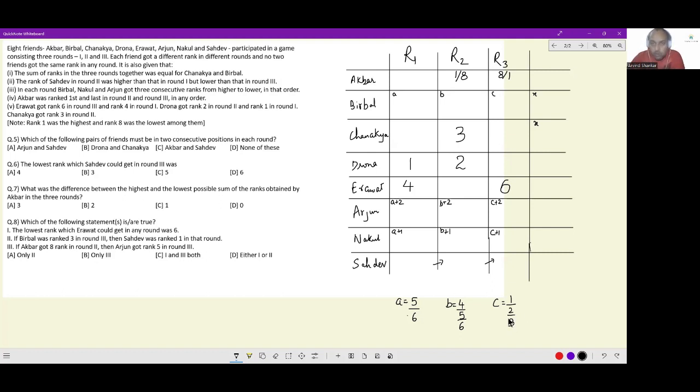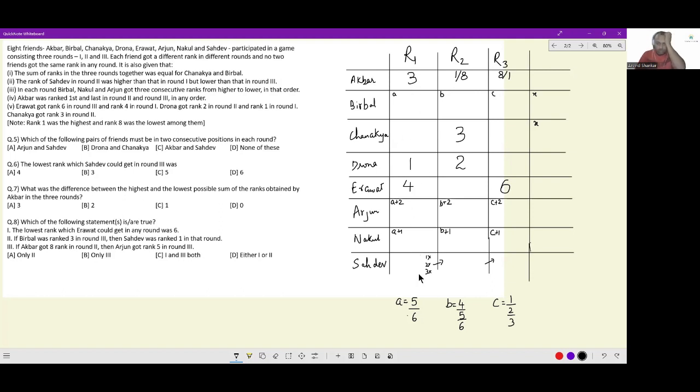Okay. Now, looking at round 1. Remember, Sehdev's rank has to improve in 2 consecutive rounds. So here, in round 1, he cannot have rank 1, cannot have rank 2, because 2 improving to something and then improving further, not possible. Can he have rank 3 in round 1? No, 3 is also not possible for Chanakya, which would mean in round 1, the only person who can have rank 3 is Akbar. This is guaranteed.